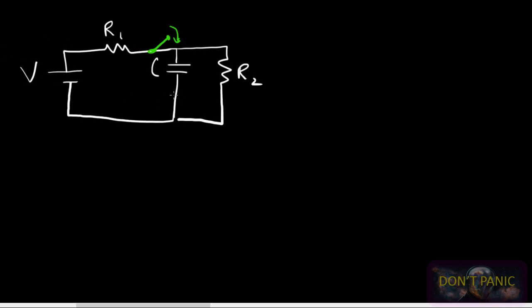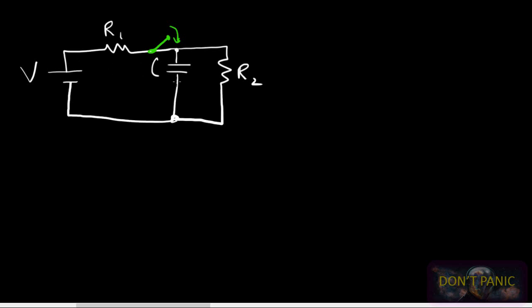Then how is this circuit going to behave? Initially the capacitor has no charge on it, and then eventually it's going to start charging up, and after a very long time it's going to have a lot of charge on it. When it reaches its maximum voltage, it's going to block any more buildup, and because of that it's not going to have any current going through it.